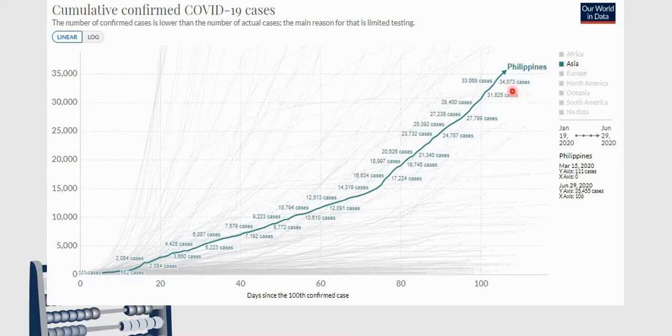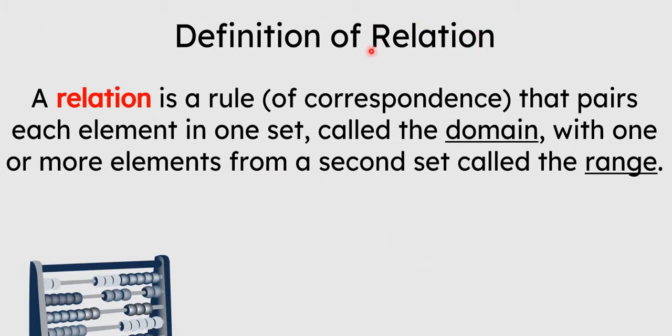And we're going to talk about data points, not just data points, but points that have a relationship or that are related to each other, and thus they form a set. And that is what we call a relation. The formal definition of relation is: a relation is a rule of correspondence that pairs each element in one set called the domain with one or more elements from the second set called the range.